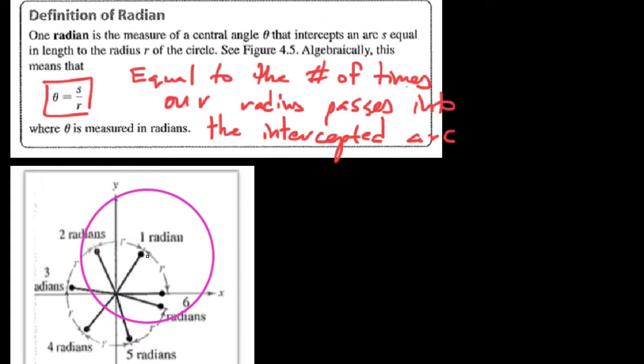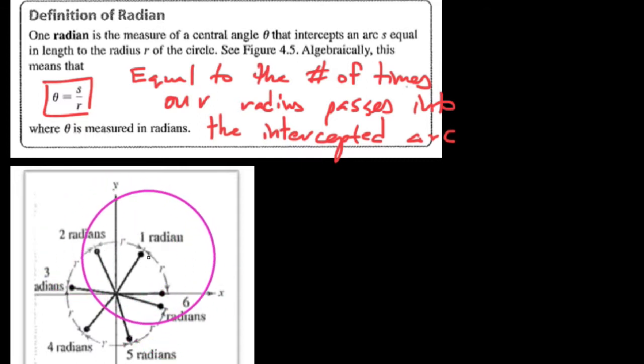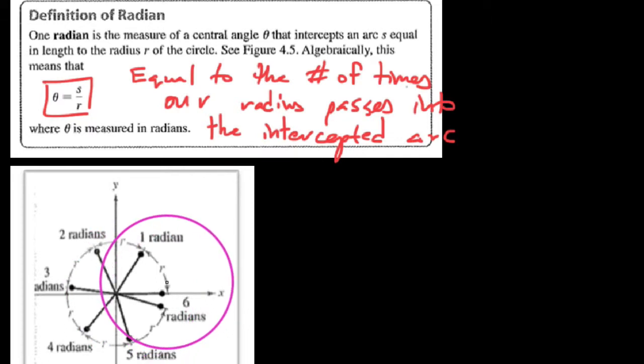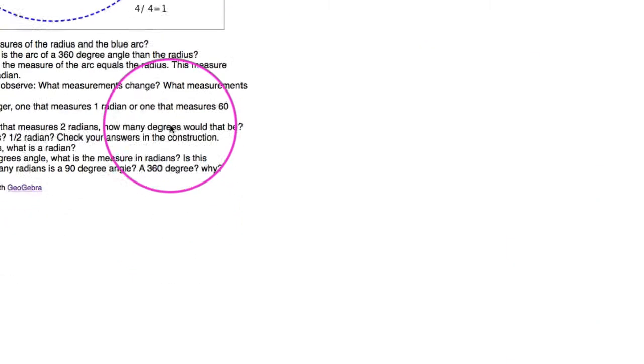The radius fits into this arc length once. What if we were to double the radius length here? We would have twice as big an angle, and the radius fits into the arc length twice. So this angle right there would be a 2 radian measurement, basically saying that the radius fits into the outside twice.